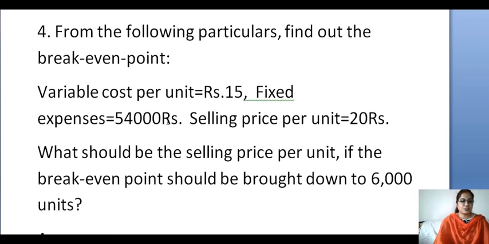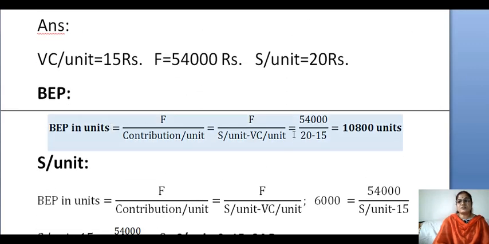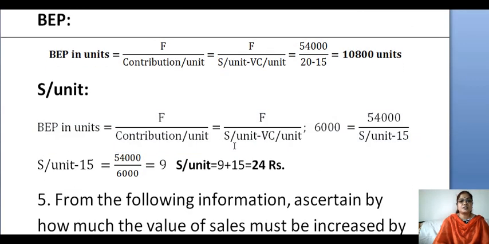Now let's move on to the next problem. From the following particulars, find out the break-even point. Variable cost per unit, fixed expenses, selling price per unit is given. Finding out break-even is very easy. FC divided by contribution per unit, which is 20 minus 50. Additionally, it is asked what should be the selling price per unit if the break-even point should be brought down to 6,000 units. This is the second scenario. First scenario, getting this is very simple, 10,800 units.